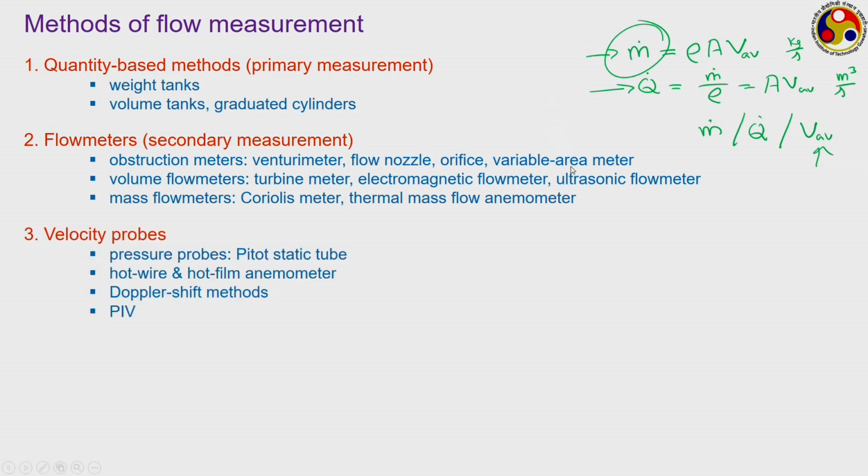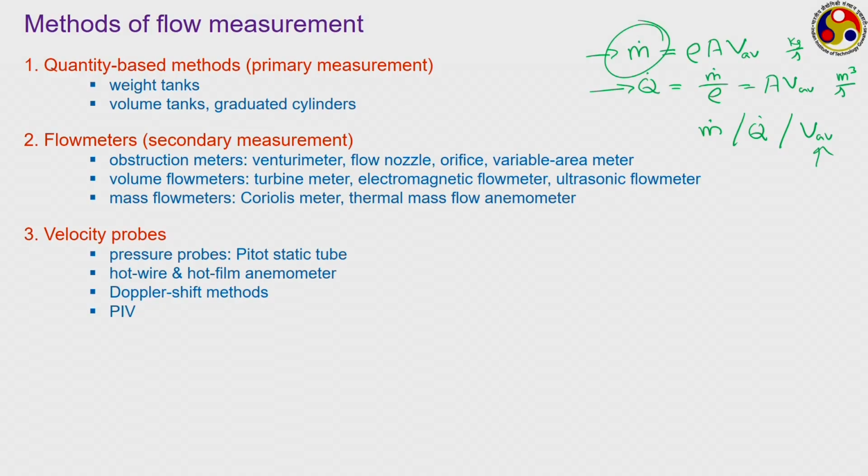Then there can be a third group also, where instead of mass flow rate or volume flow rate, we measure the velocity, the average velocity, or maybe velocity at a particular point, or maybe velocity profile along a particular line, something like that we measure in these velocity probes. Options can be the pressure probes, which you have already learned in the previous week, the pitot-static tube, where we measure the velocity using the pressure drop or pressure information, and from that velocity information we can calculate mass flow rate or volume flow rate.